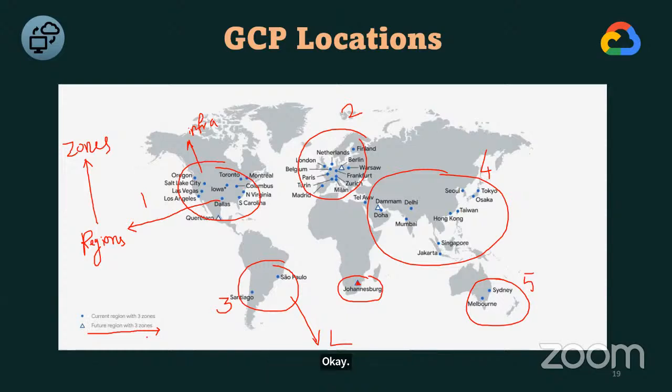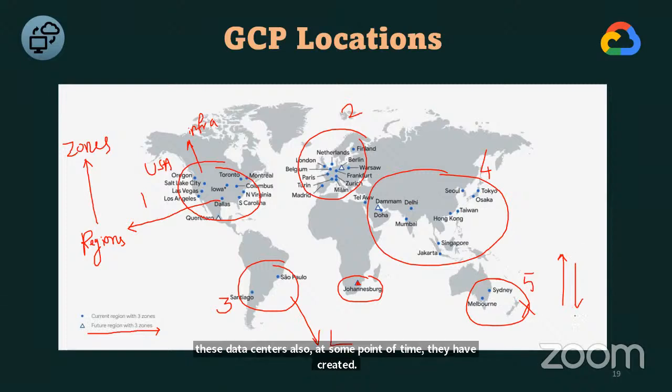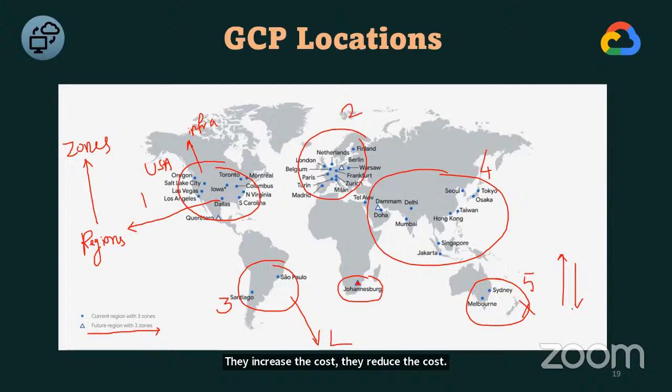No, I'm talking about the existing region. Suppose there is an existing Asia-Pacific region, at some point of time it was created, right? It is not that Melbourne was there from the beginning. While USA was there, when they created the data center here, Melbourne and Sydney were not there. At some point of time, Melbourne and Sydney were also created. These data centers were also created at some point of time. They increase the cost, they reduce the cost. They increase the cost to meet the demand, they reduce the cost whenever there are 3 other cloud platforms also available. So to attract the customers, they reduce the cost also.